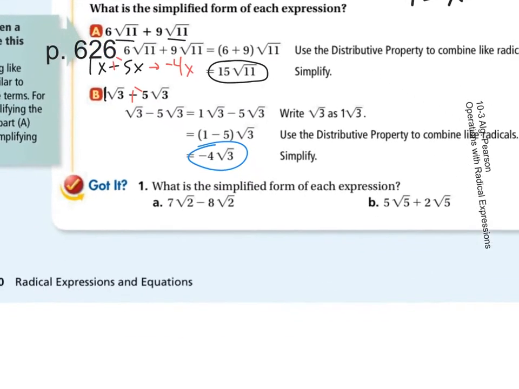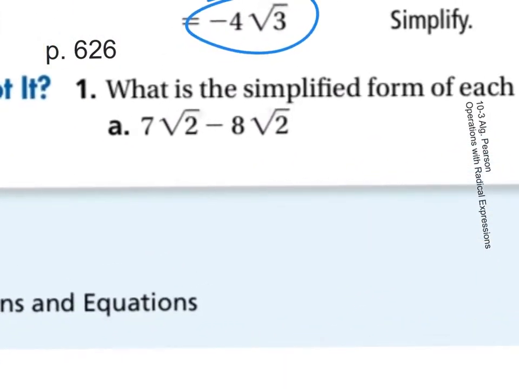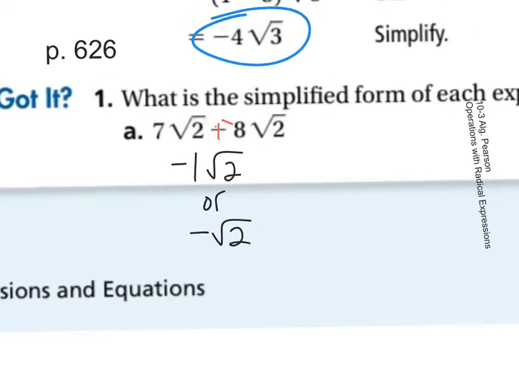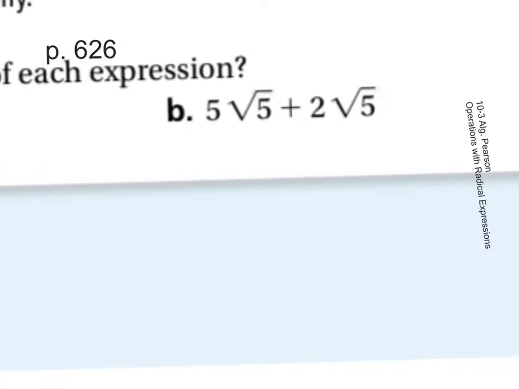So if we look at the Got it 1, part A, same idea. If you'd like to add the opposite there, you can. Those both are like terms that we can combine together. So this would be negative 1 times the square root of 2, or you can just list it as negative square root of 2. Both of those are equivalent answers. For part B, you add those together, would be 7 times the square root of 5.